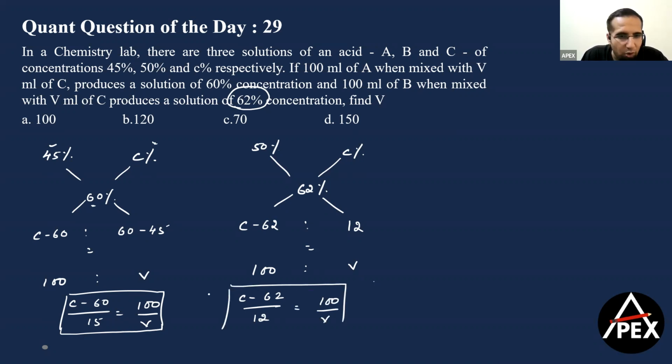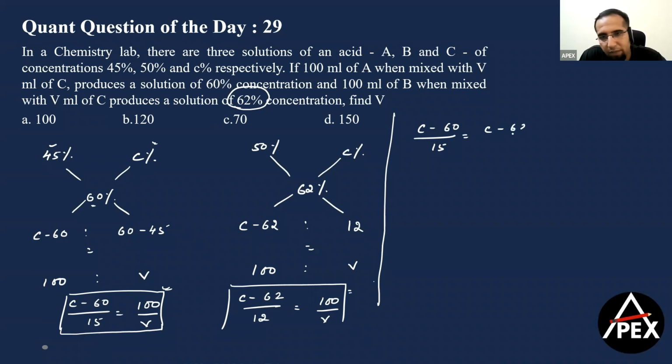Now an easier way to solve is, I have 100 by V on my left hand side and 100 by V on my right hand side. So if we equate 1 and 2, we get C minus 60 by 15 is equal to C minus 62 by 12. So this is 3 5s and this is 3 4s. So this becomes 4C minus 240 is equal to 5C minus 310. Or in short, we get 70 is equal to C.